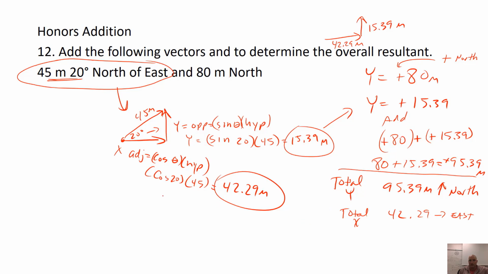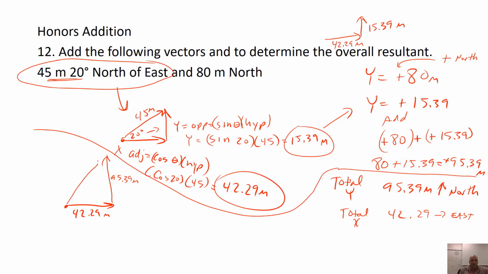And now we're ready to go ahead and redraw the triangle. This is where I'm just running out of room. We're going to redraw the triangle with the total x and total y, and I'm going to do it here. I'm going to do the x first just because it doesn't really matter which one I do. So we have 42.29 meters east, and we're going to follow that up with 95.39 meters north. And we can turn this into a right triangle. We can put the angle in here, and this is like one of the CP problems earlier now.